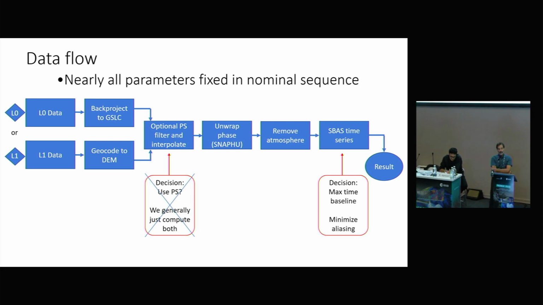So the data flow at the very high level looks something like this. You can start with either L0 or L1 products. We actually prefer to start with L0 products in many cases for a variety of reasons, but there's no reason you can't start with level 1 data and go through the same thing. But essentially what we do is we generate geocoded versions of the single look complex images. Then we go through a PS filtering and interpolation step, which I'll get into in a little more detail.